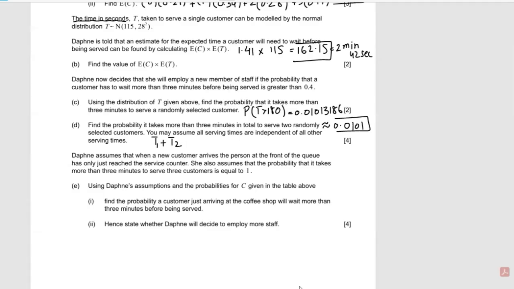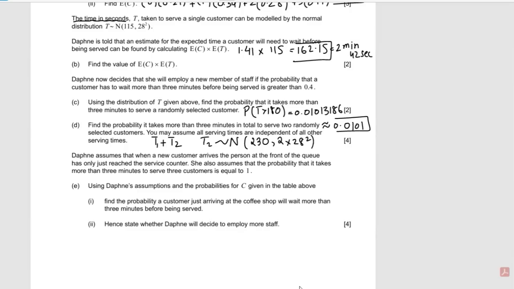So there are two customers now randomly selected. You may assume all serving times are independent of all other serving times. So now for these two, you can form a linear combination that is part of the normal distribution HL course. So it's a normal distribution. Your mean is going to be doubled. So double of 115 is 230, right? And it will be a double of the variance as well. So you need to check this out.